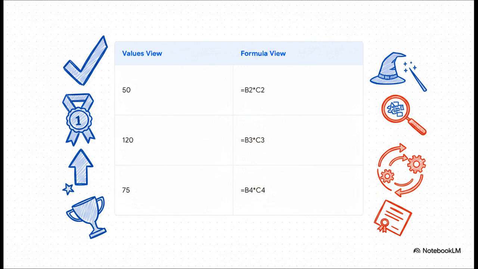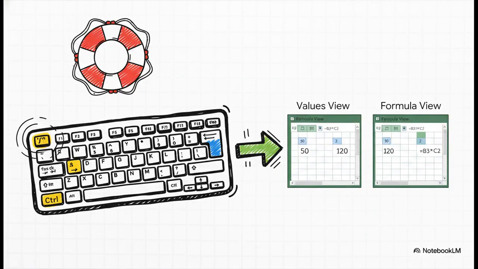If they ask for the formula view and you give them the values view, you're getting a 0. It's that simple. And here is your exam day lifesaver. You don't need to hunt through menus for this. Just press the Ctrl key and the backtick key. That's that little squiggly one, usually next to the number 1 on your keyboard. It'll instantly switch between the two views.